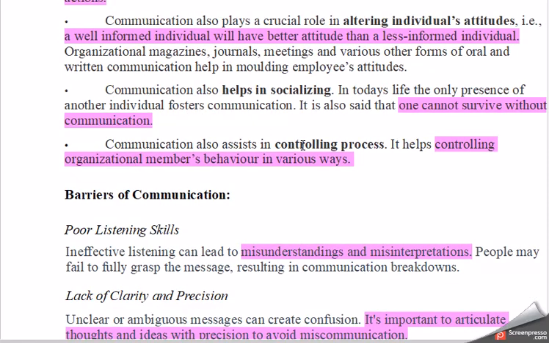Next one is the controlling process. It helps in controlling organizational members' behavior in various ways. Like if they are taking too much leave, you have to communicate to tell them that they are taking too much leave. Or if they are overworking and having more work, then you have to communicate and tell them to take on only as much work as they can. Both ways, communication will help.